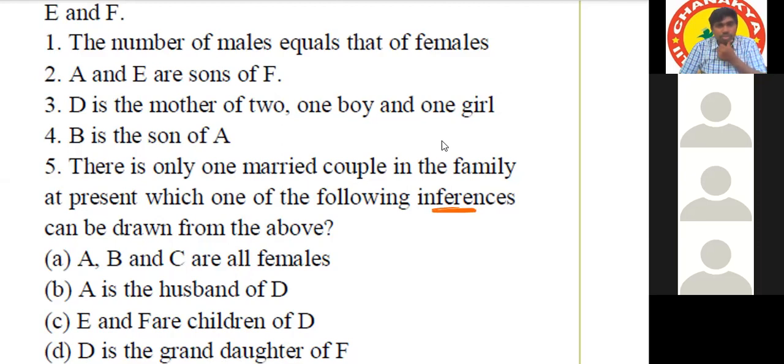Everyone try to solve this. Sir, it's B. Which one? A is the husband of D. Yes, sir, it's B. Okay, very good. Not option A, I mean option B: A is the husband of D.